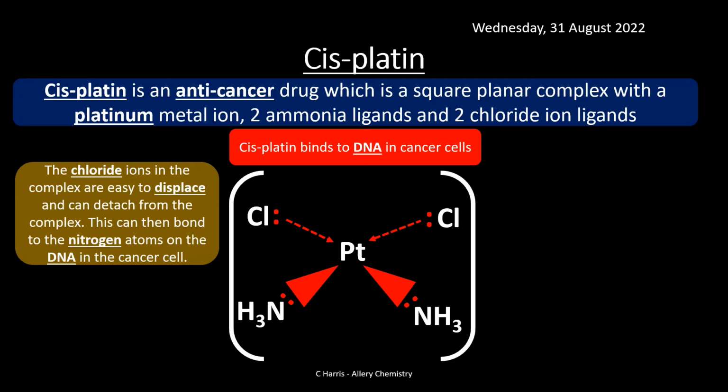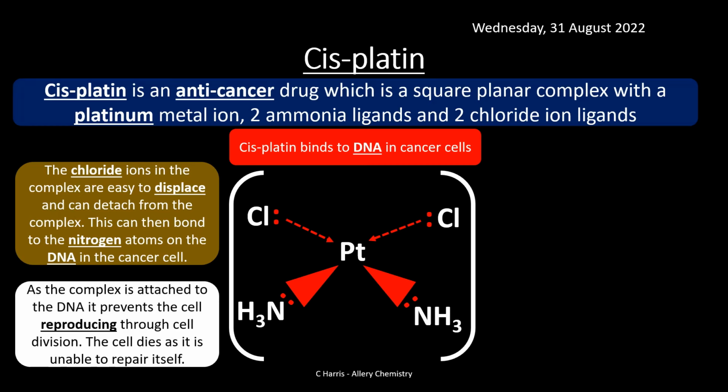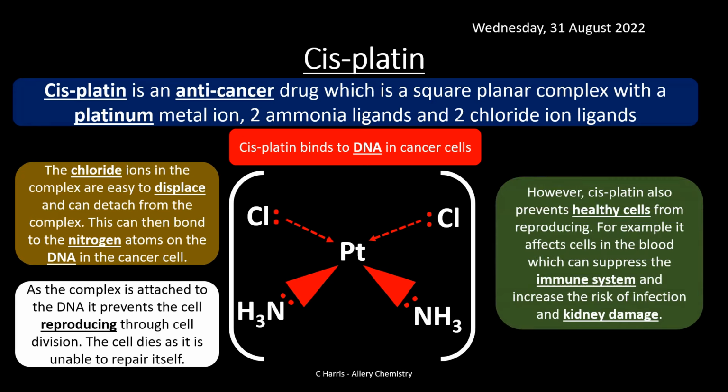So these chloride ions in the complex are easy to displace, easy to break off, and they can detach from the complex. Then it can bond to the nitrogen atoms in the DNA in a cancer cell, for example. Because this complex is attached to the DNA, it stops that cell from reproducing. That cell is a cancer cell, and we don't want it to reproduce and spread. So we want that cell to just die, unable to repair itself. And that's the idea with drugs like cisplatin.